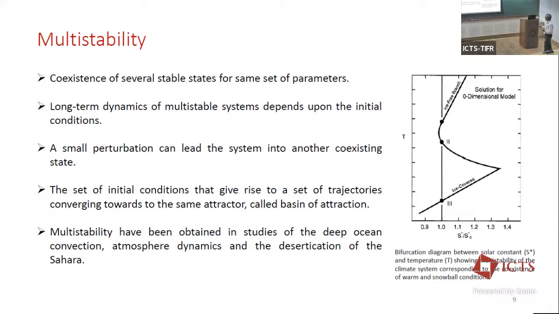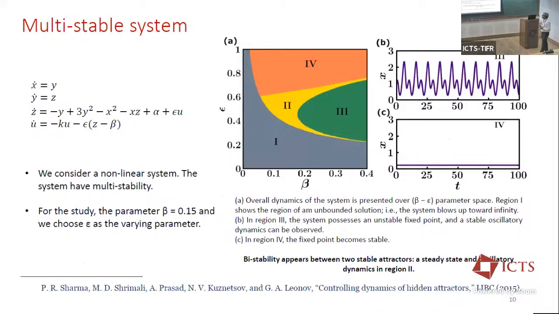We also have multistability in the climate dynamics. I have given one example here where you can have warm and snowball conditions overlapping as a function of the solar constant, where the temperature shows two different states simultaneously at a given solar constant. Now, to take an example which is not from the climate dynamics, here is another multistable system, given by these four coupled differential equations, and it shows hidden attractors and also multistability in terms of a fixed point and an oscillatory state.